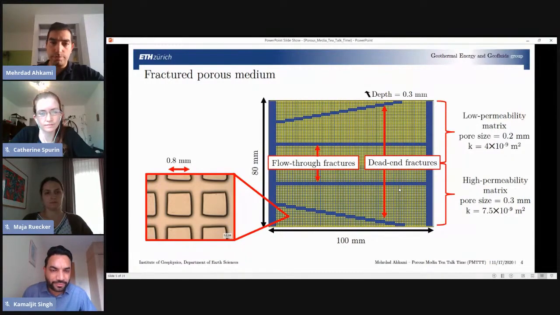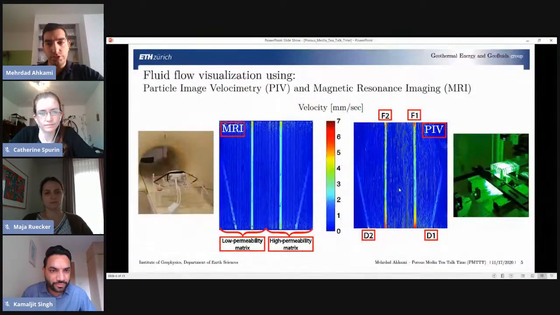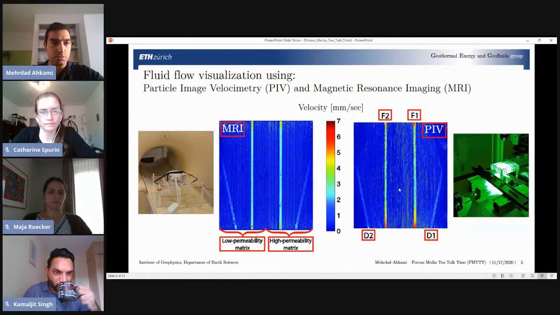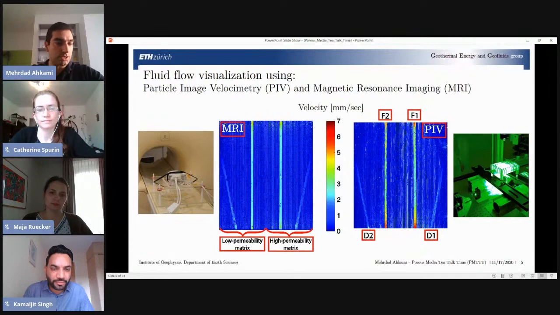And once we could make and manufacture our 3D printed fractured porous media, we conducted two sets of fluid flow visualization experiments, which are magnetic resonance imaging, MRI, and particle image velocimetry, PIV experiments. For the sake of time, I'm not going through the technicalities. We can, of course, discuss it in the QA session.